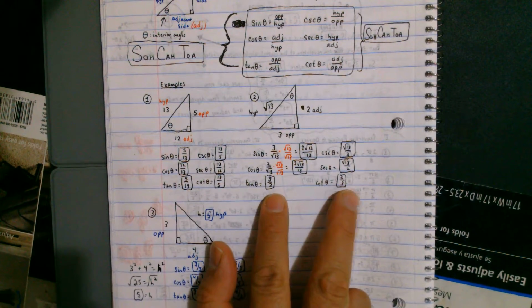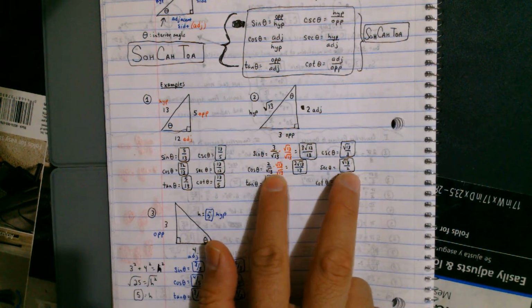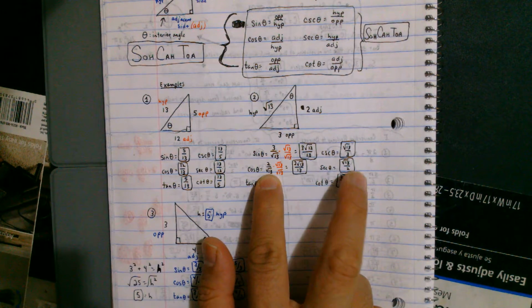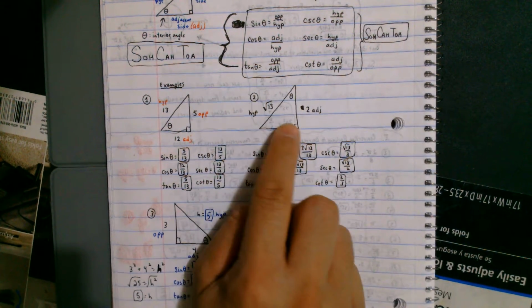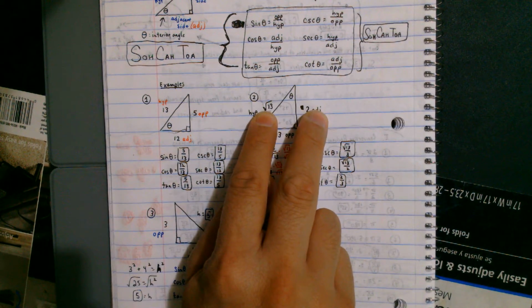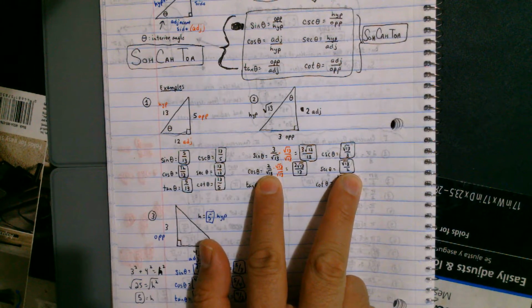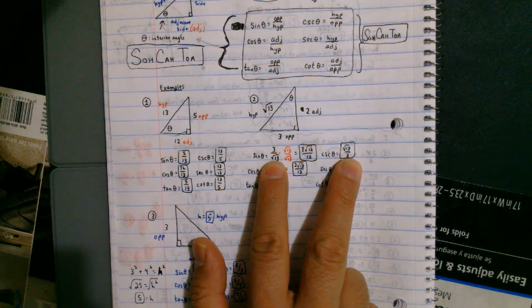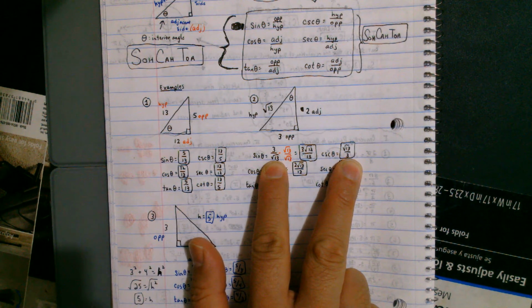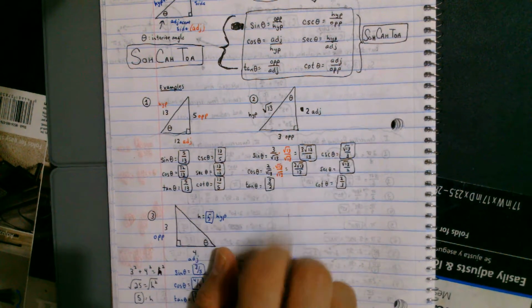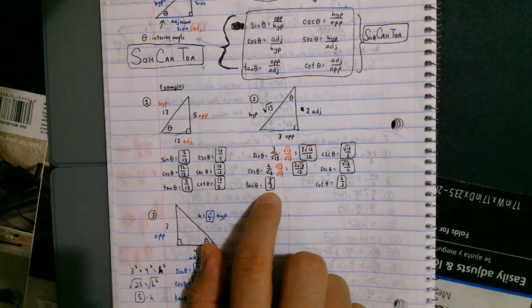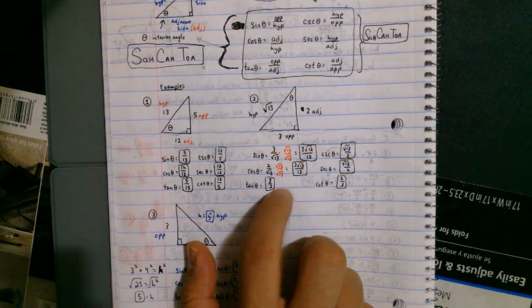Cotangent is the reciprocal of tangent. Now looking at secant, cosine was 2 over square root of 13. Now secant is hypotenuse over adjacent. So square root of 13 over 2, or the reciprocal of the original cosine. Cosecant is the reciprocal of the original sine. And that's how you get these values. So, SOH, CAH, TOA. Reciprocal, reciprocal, reciprocal.